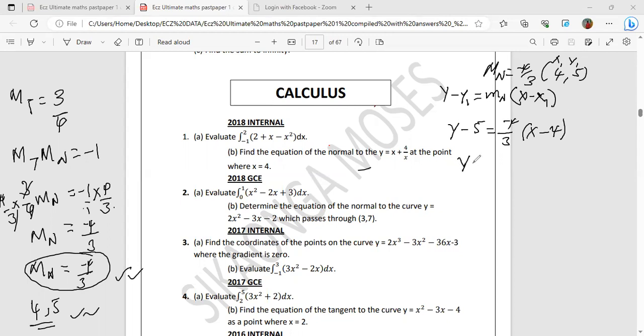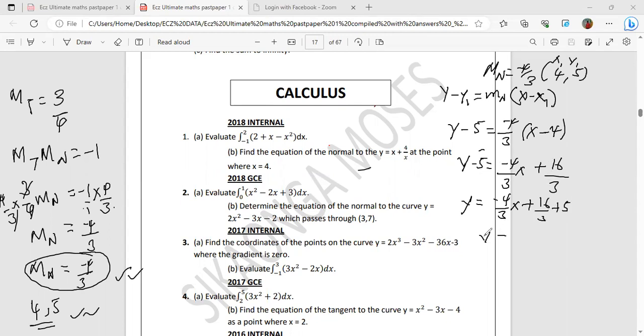So y minus 5 is equal to, you can now multiply. This is going to be -4/3 x. The negative and negative will give you a positive, 4 times 4 will give you 16/3. So from there, y is equal to -4/3x plus 16/3. When this -5 comes to this side, it will be +5.